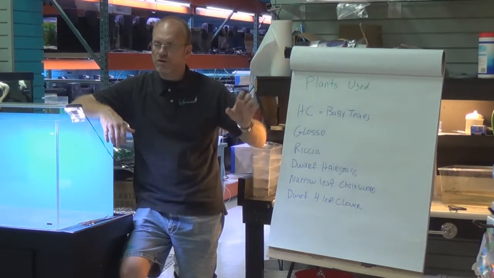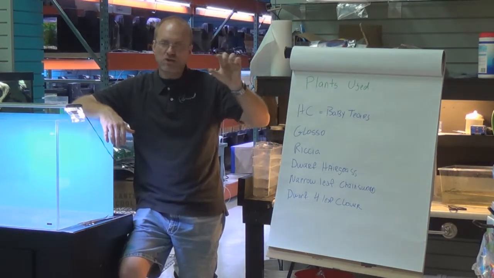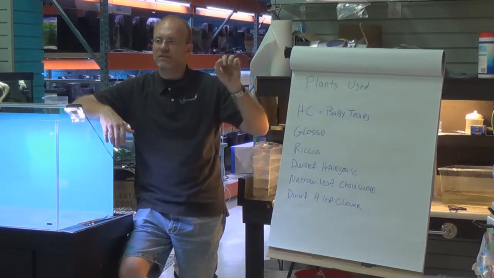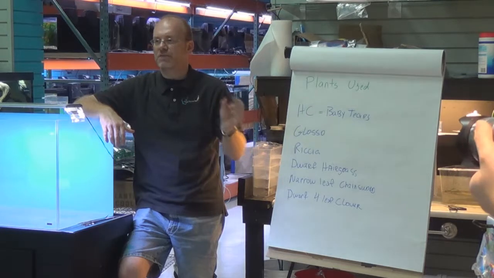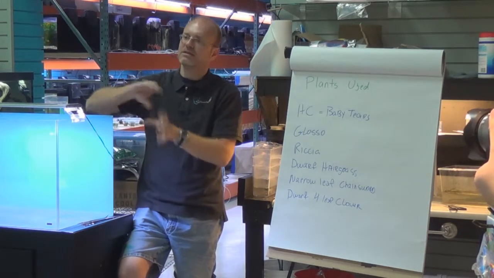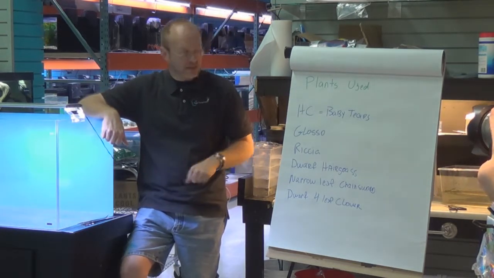We're also going to use narrow leaf chain sword to accentuate certain areas. It's a sword, but it's very short, and what I like is that the leaves are very narrow. They're not wide like, say, Sagittaria or something else. And I'm going to use it sporadically in certain spots to highlight it.